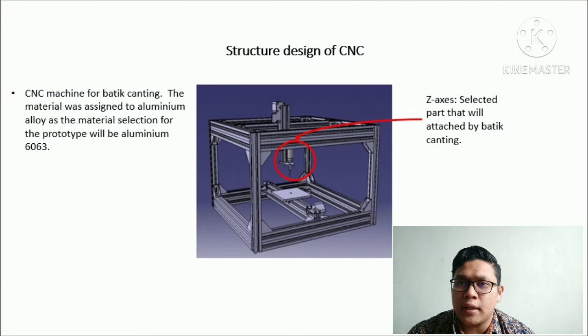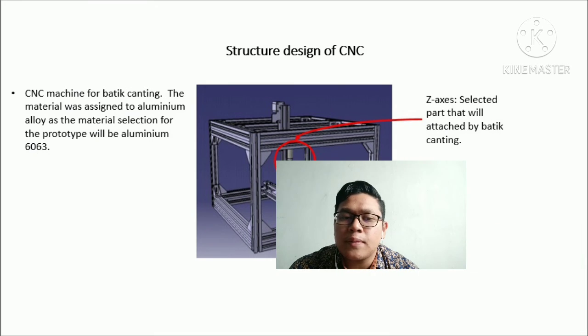This is the structure design of the CNC that I talk about. For my project, I don't have to focus on the overall structure of the CNC because the CNC structure is already provided by previous students. So I have to focus on the selected part. As you can see here, I marked the Z-axis motion, the selected part that will be attached to the Batik Canting. That's what I have to focus on for my project, along with the programming and the motions of the CNC machine, how it performs. For your information, the CNC machine is made of aluminium, specifically aluminium 6063.